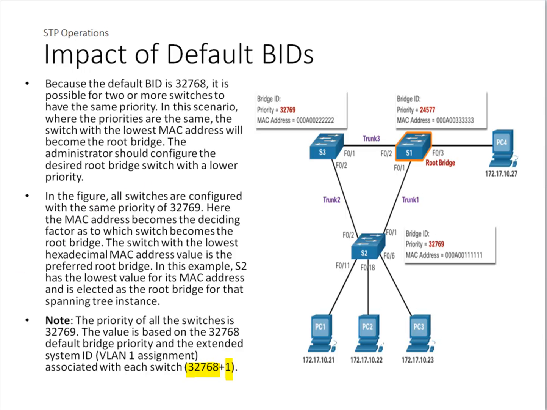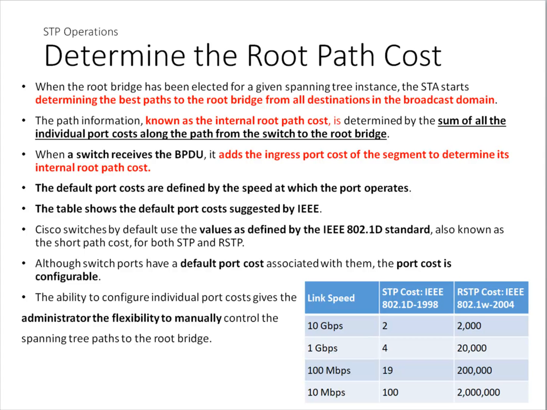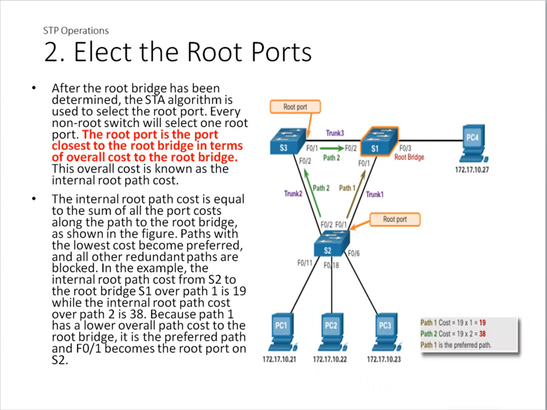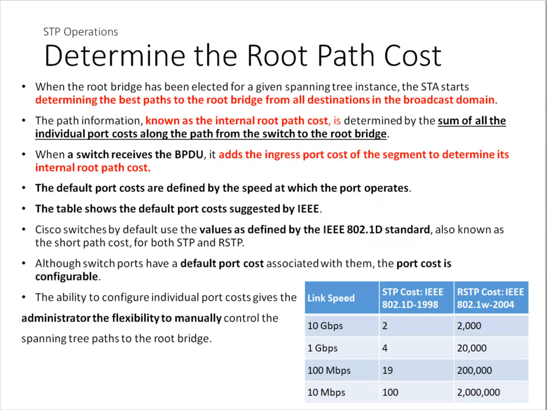Now the next point, the second step, is electing the root ports. In order to elect the root ports, the spanning tree protocol is going to calculate the root path cost.